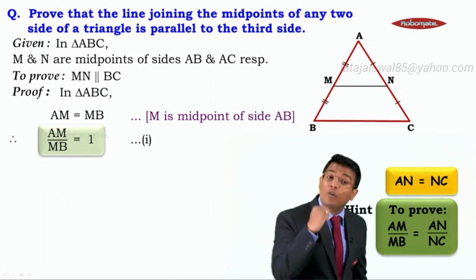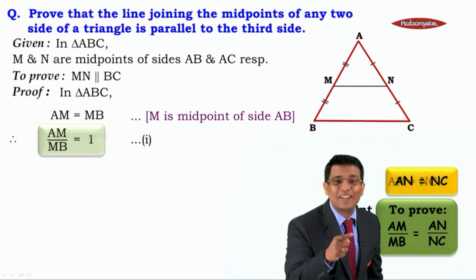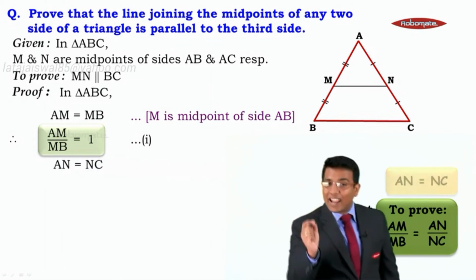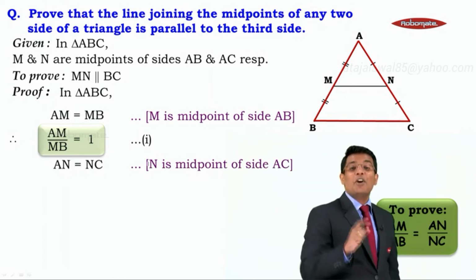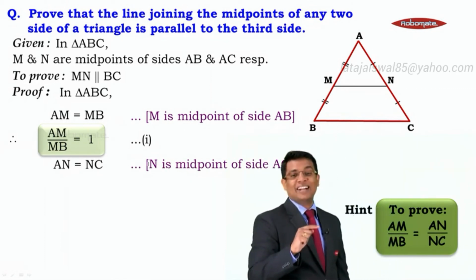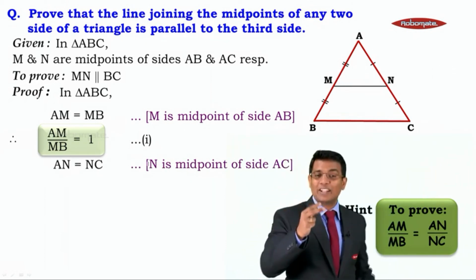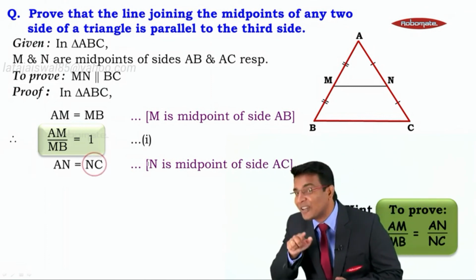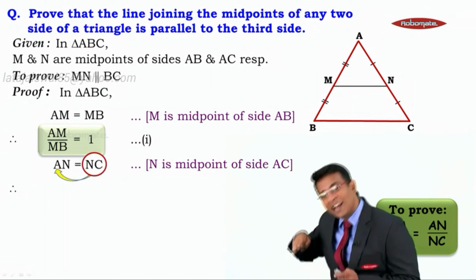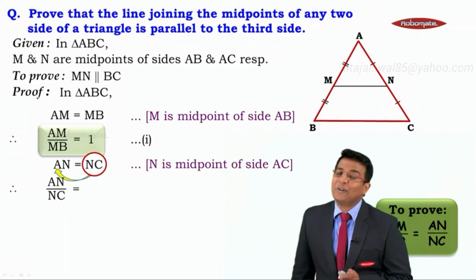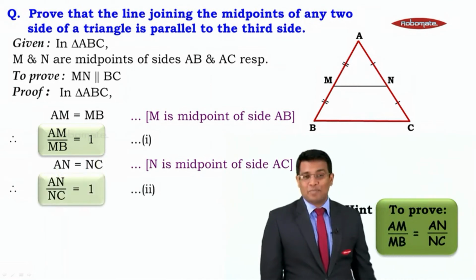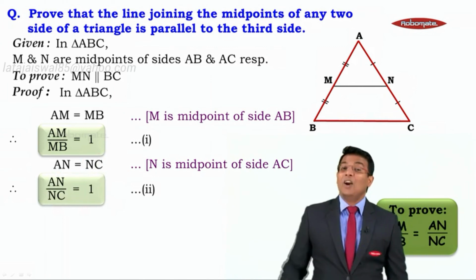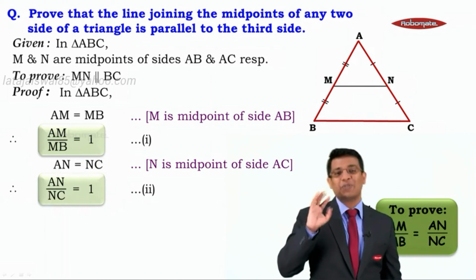So you're saying, sir, we want one more. See the next given. What do we have? We have AN is equal to NC. Why? Because N is the midpoint of side AC. From this, we need to get that ratio, that is AN upon NC. So what we'll do now? Yes, we'll shift that NC onto the left hand side. So when we do that, we get AN upon NC is equal to 1, and that should be our statement number 2.